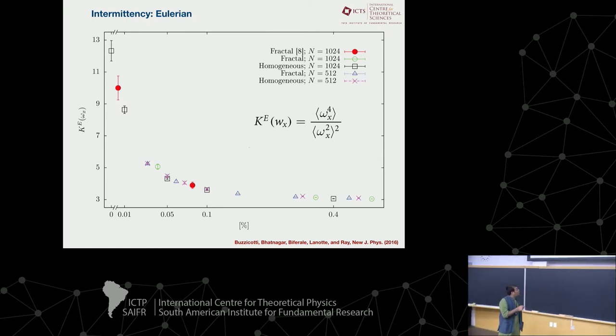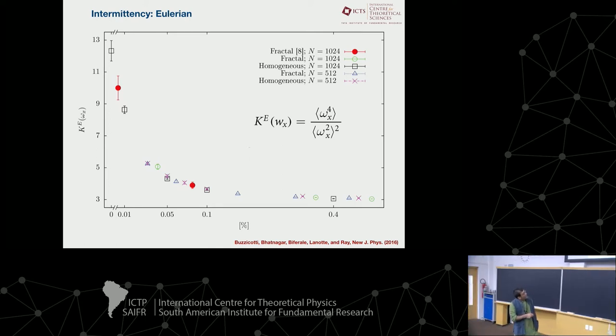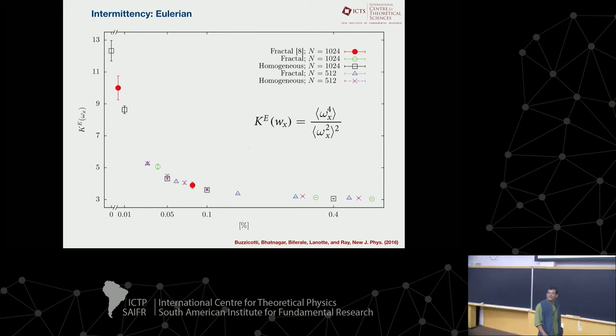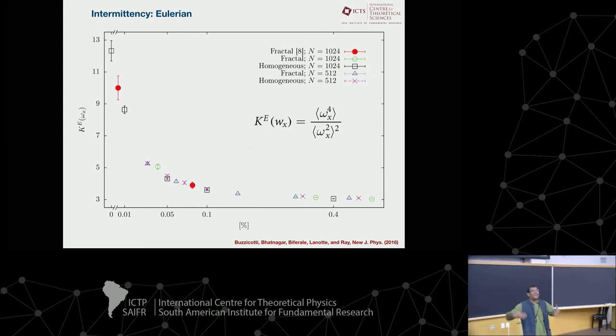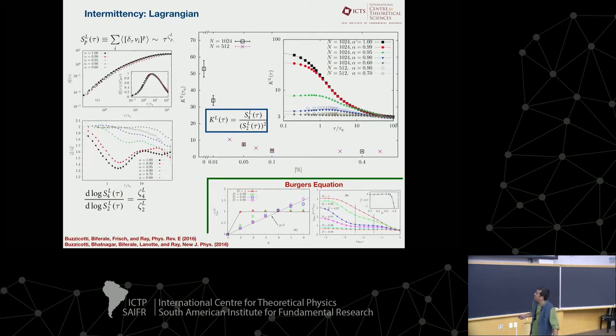It scales with Reynolds number. However, the minute I remove certain modes, and I'm showing you just a percentage of modes that I'm removing, the kurtosis immediately drops to 3. So things are starting to become Gaussian and yet turbulent. This gives hope for theorists, where Gaussian fields are easier to play with. That's an Eulerian signature, the vorticity field.